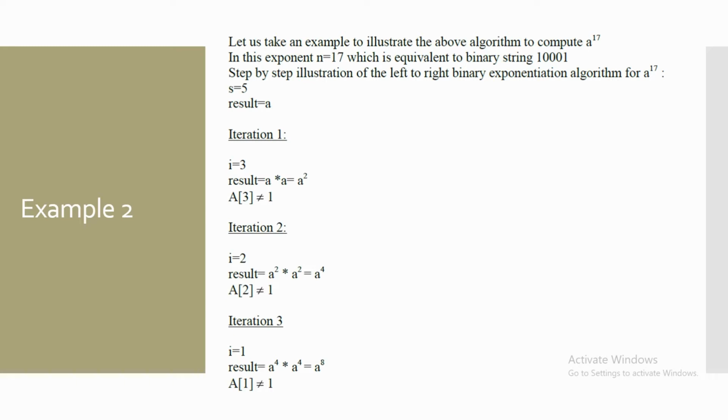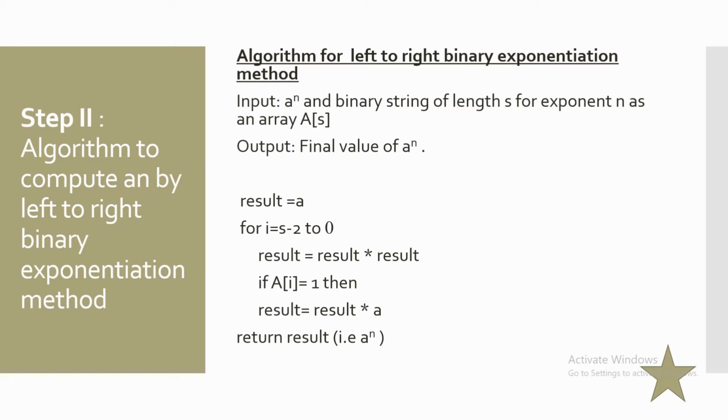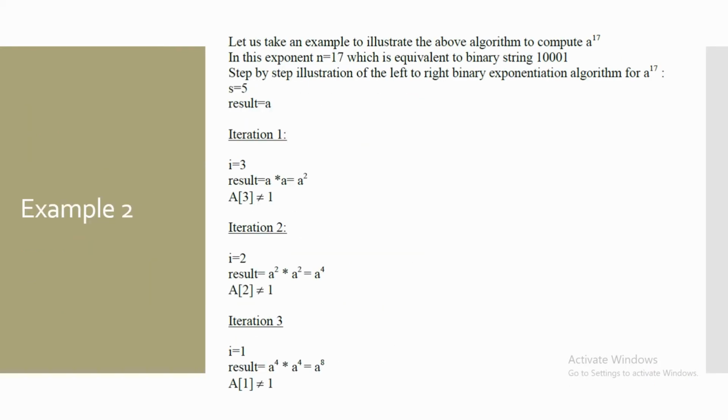So what is done here? For 17 I have to compute the binary, so I have computed the binary of 17. What is the length of the binary? 5. So S will contain 5 and the result will initially contain A. So my loop will start from which position? 0, 1, 2, 3, 4. You remember the loop starts with S minus 2 down to 0. So what is the length? 5. 5 minus 2 is 3. That means the loop will go from 3 to 0.